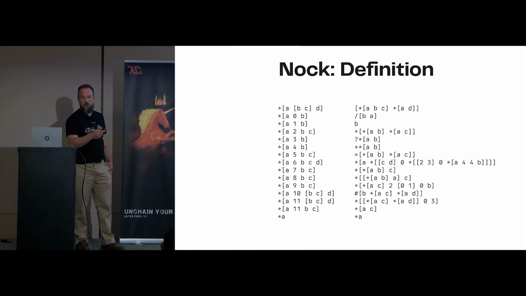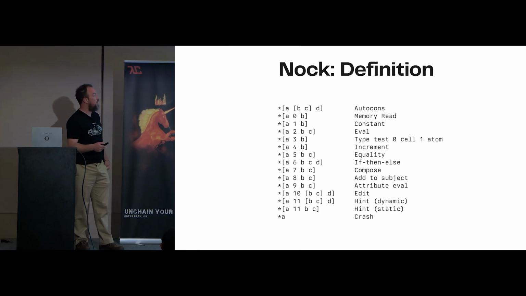And just very briefly, I want to show you what the correspondence is between these and stuff you might be familiar with, right? So we have an autocons operation. I can take a pair of Nock, what we call formulas. When I say formula, you can think expression. A pair of Nock formulas is a formula that produces a pair of the results.